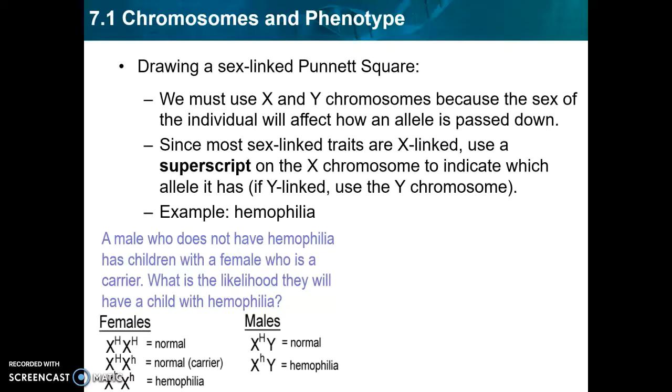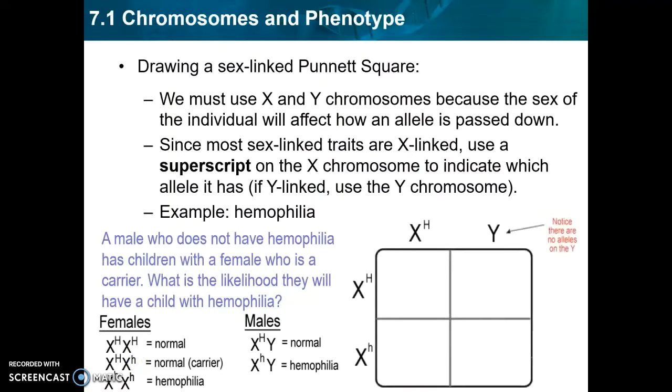So let's do some practice. We have a question here. A male who does not have hemophilia has children with a female who is a carrier. Remember, a carrier is someone who's heterozygous. What is the likelihood that they will have a child with hemophilia? So let's draw our Punnett square.